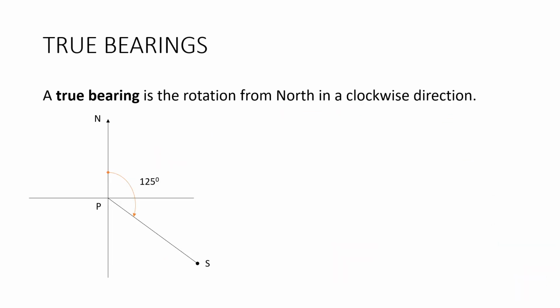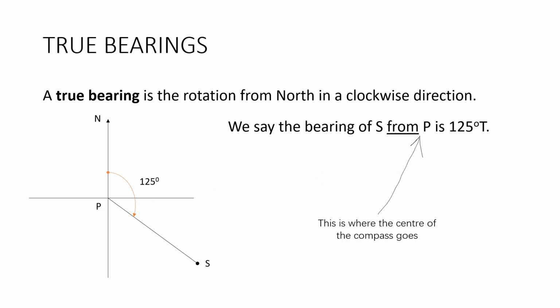Now another thing you covered in Year 9 is bearings. And recall, a true bearing is the rotation from north in a clockwise direction. So we would say that the bearing of S from P is 125 degrees true. Now in a question, locate the word from, and whatever comes after that, that's where your compass goes.